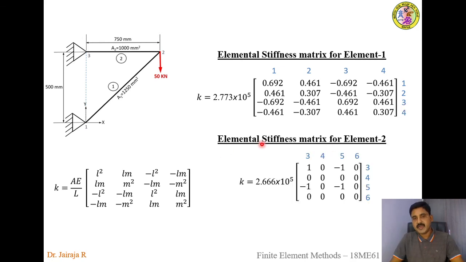Next, in the same way, we need to write the element stiffness matrix for element 2. Here the small l and small m direction cosine values are substituted, and AE divided by LE, the length of the second element, is substituted here. Element 2 is formed between initial node 2 and final node 3. So for the initial node, the degrees of freedom are 3 and 4, and for the final node, node 3, the degrees of freedom are 5 and 6. Hence it is 3, 4, 5, 6. We have numbered it like this, and this numbering is very important to construct the global stiffness matrix.